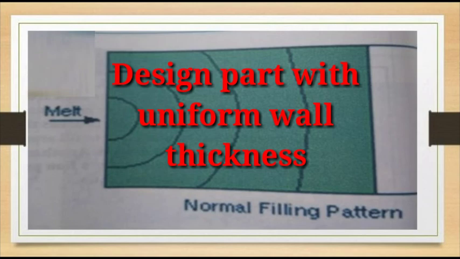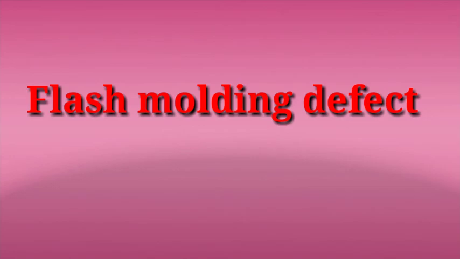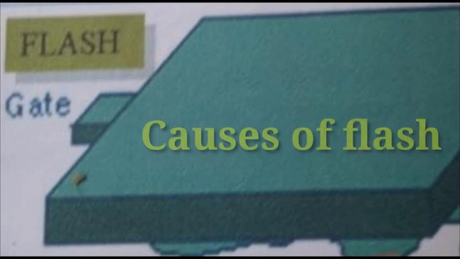Now we are going to see the flash. What is flash? Flash is a defect where excessive material is found at locations where the mold separates. You can see in the image. Now we are going to see the causes of flash.